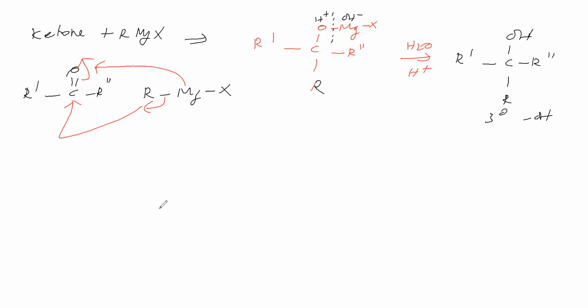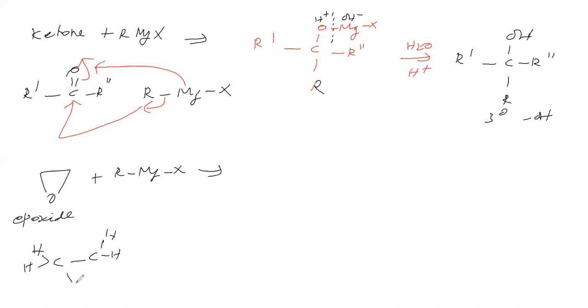Then we will take an epoxide. We will take an epoxide with the Grignard reagent and see what the product is. Now we are taking an epoxide. So the epoxide we will see here: CH2, CH2 single bond, CH2, here O, like this.